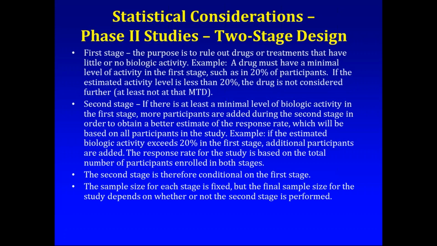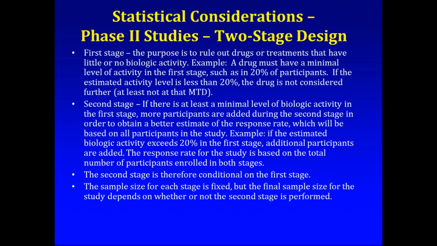One of the reasons is that potentially fewer patients are subject to a treatment which may be non-efficacious or even harmful. Whereas if the treatment appears to be very helpful, then more patients will be enrolled into the study. So the purpose of the first stage is to rule out treatments that have little or no biologic activity.